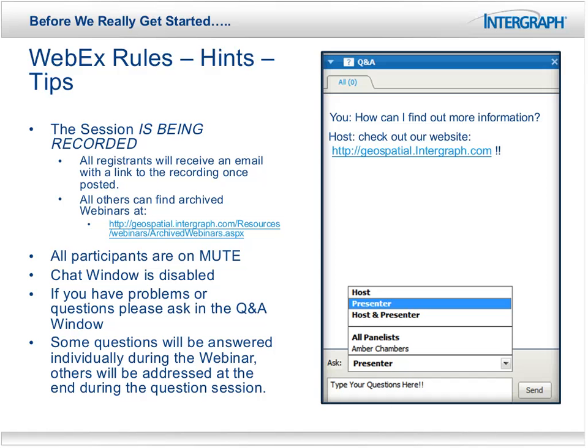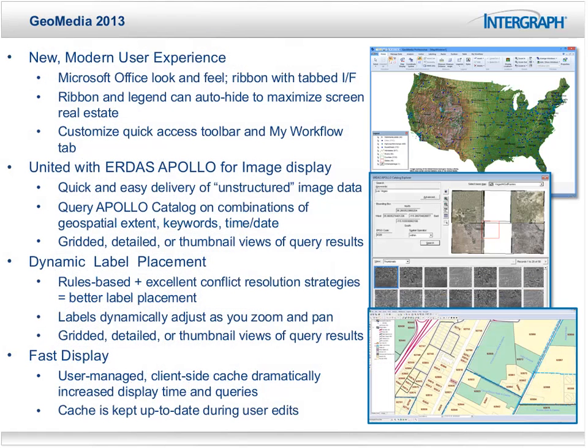If you've been keeping up with some of the webinars that we've had in the last 3 to 6 months, we've been highlighting the features of the GeoMedia 2013 release, and I'd like to go over those again briefly before we get started with the rest of the webinar. A couple of the key features of the 2013 release: we've added a ribbon interface, and we've modernized the GUI. It has more of a Microsoft Office look and feel. You can maximize the real estate that you've got in your map window by auto-hiding or minimizing the ribbon or the legend. There is a quick access toolbar and a My Workflow tool tab as well for customization.